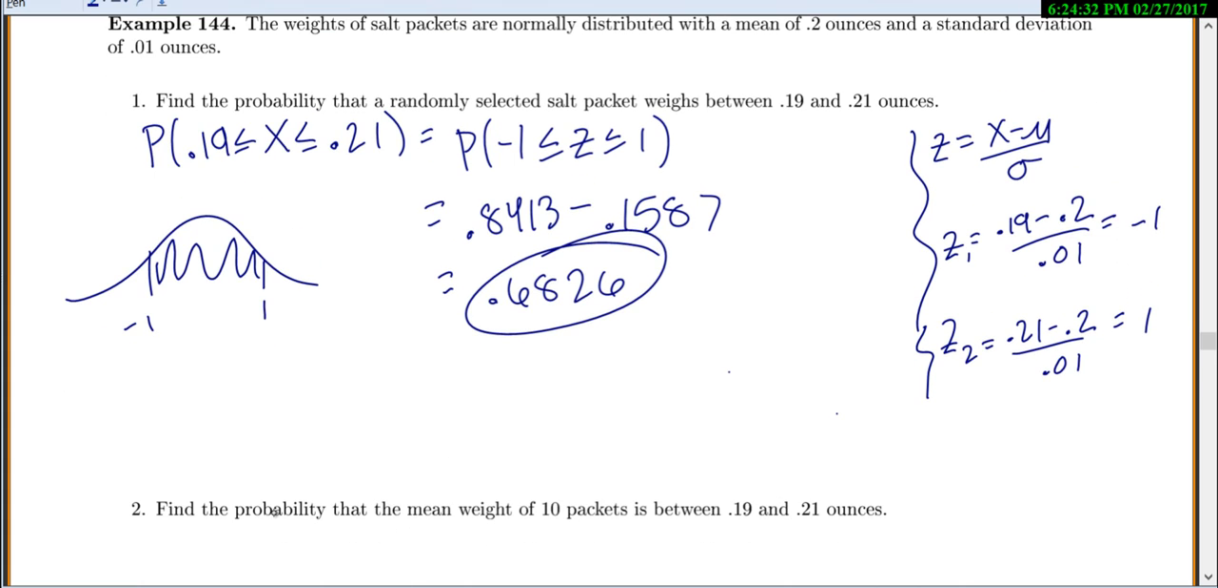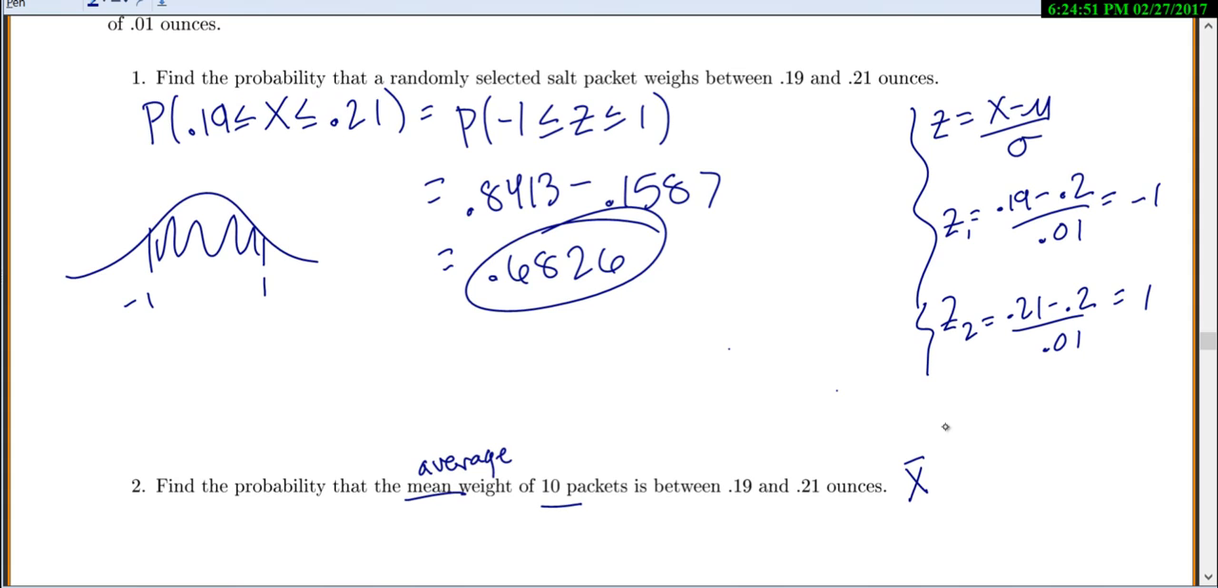Now number 2 is where we get something new. Now find the probability that the mean or average, the average weight of 10 packets is between 0.19 and 0.21 ounces. So now we're looking for x bars. We're looking for an x bar, and we have 10. So the first thing you want to do is say x bar is going to be distributed normally, and you want to know, okay, what is my mean going to be?